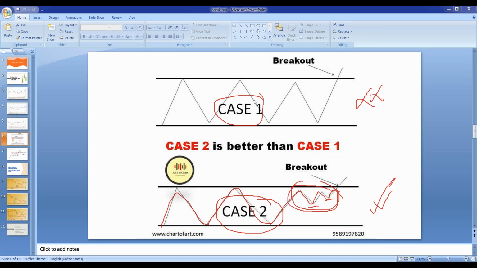In the case of case 1, what is happening, that stock is moving in a range, this is support and this is resistance, it is moving in a range, and then this breakout is happening. So I am not telling you that this stock is not going to perform, but if you are a trader and you want to filter your trading strategy on the basis of the breakouts, always look for these kind of setups.